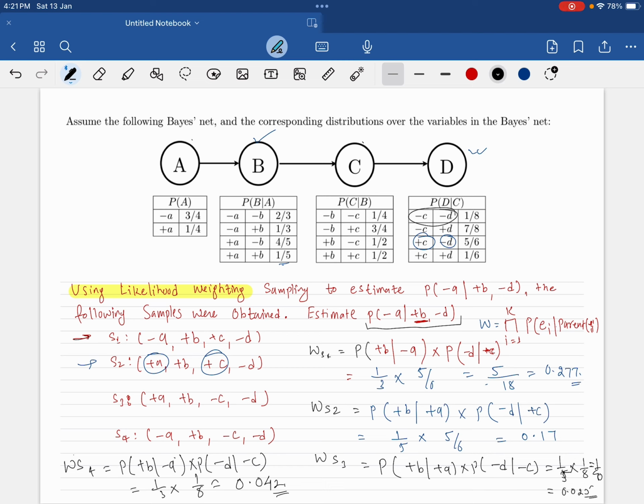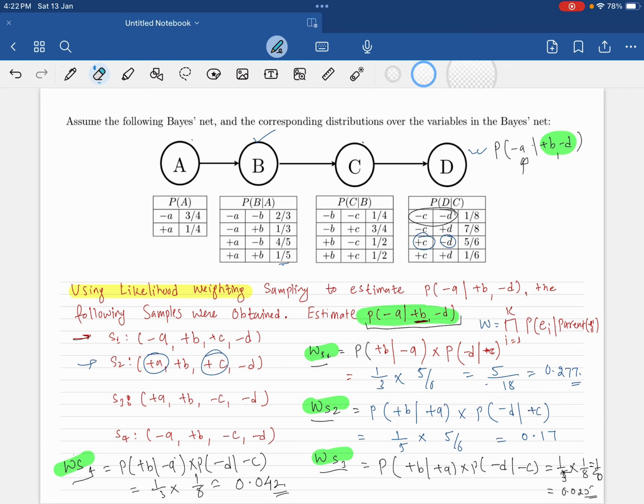Right. Now we have to estimate this one. We have to find the probability that. So what we are going to do, we are going to make use of these weights to find this probability, right? So probability that minus a given plus b minus d. So you are going to condition over this. So all the weights will fall under the condition, and what we have to look under this condition to find this probability of minus a.